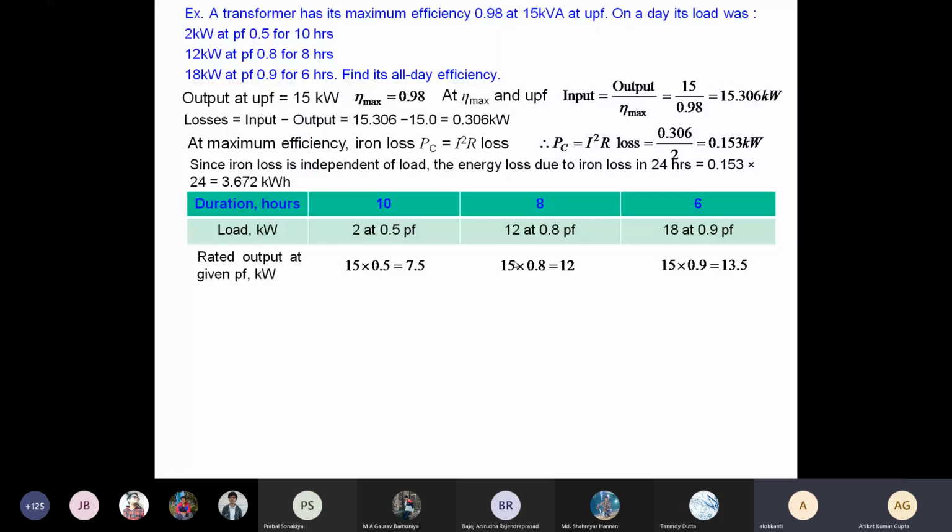Okay. So the I square R loss at the given power factor. At the given power factor, you have to now find out the I square R loss. We already found out the I square R loss for the maximum efficiency condition. So using the derivation that we did earlier, this is 2 by 7.5, whole square, multiplied by 0.153. So this is how you compute the I square R loss for each of the different loads.